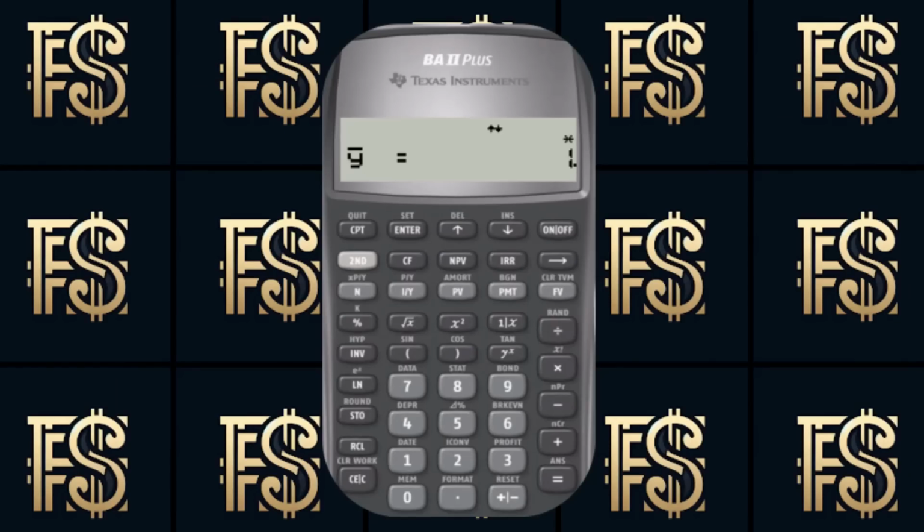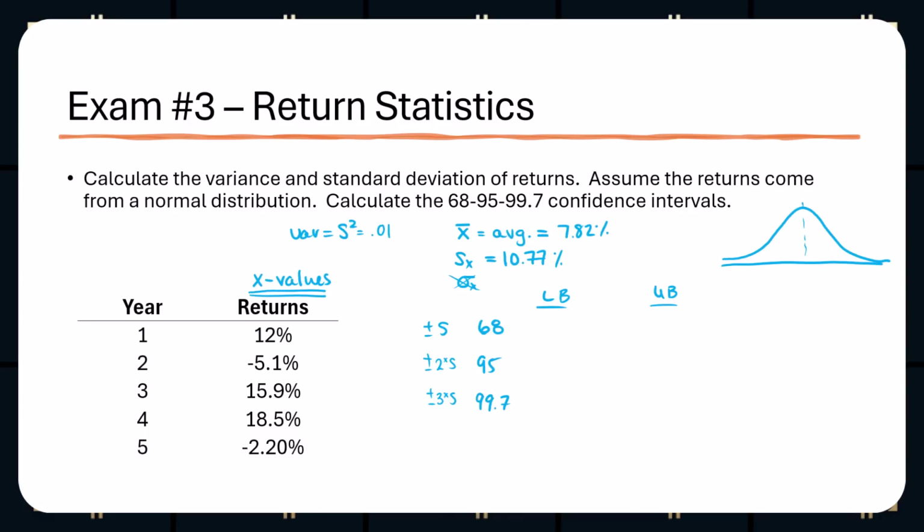We can go back and simply square it, and that is our variance at 0.0116. I tend to prefer the standard deviation because it's in the same units as the mean, and the variance is just difficult to interpret. Let's start with our upper bounds. I always find it easier to start with the upper bounds.